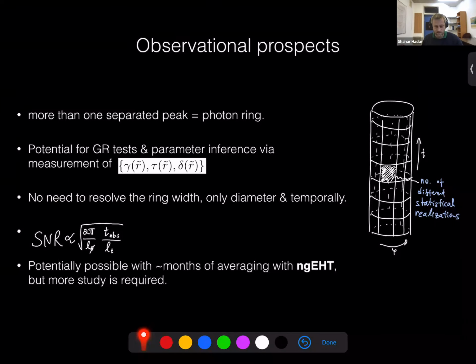The second point that I want to emphasize is that there is no need to resolve the width of the ring. I said this already, but I want to say this again. Only the diameter and the temporal resolution. The temporal resolution for a supermassive black hole is really not a problem. Sometimes it causes a problem in the other way, that you need to record for a very, very long time, but it's not a problem to resolve the timescales of a supermassive black hole, which could be hours to days, maybe minutes for a smaller supermassive black hole. That's not a problem to have enough temporal resolution, but it is a problem to record for a long enough time.